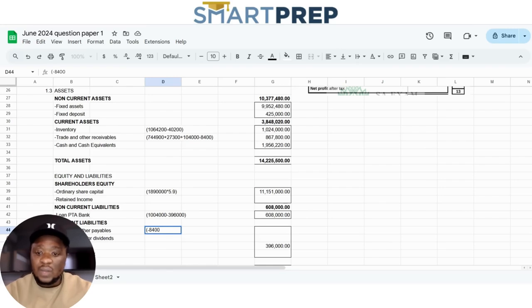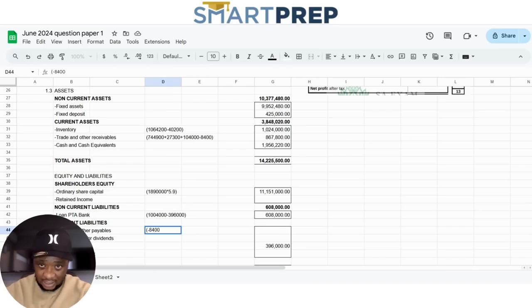Okay, so then let's look for some of the things that affect trade and other payables. If you can remember them, we have the creditors control. We then would have income received in advance. We then have accrued expenses. And then we have creditors for salaries and other things. But in this case, I think the ones that we maybe need to look out for are the income received in advance, and then also the accrued expenses.